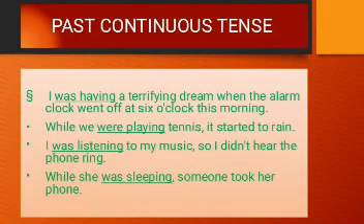I was having a terrifying dream when the alarm clock went off at 6 o'clock this morning. While we were playing tennis, it started to rain. I was listening to my music, so I didn't hear the phone ring. While she was sleeping, someone took her phone.